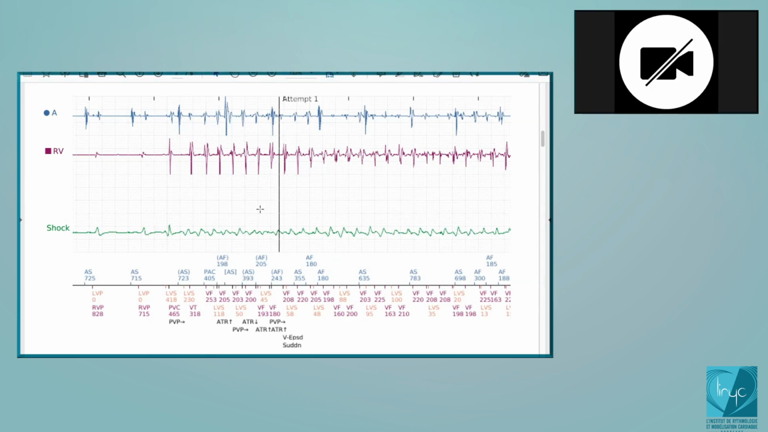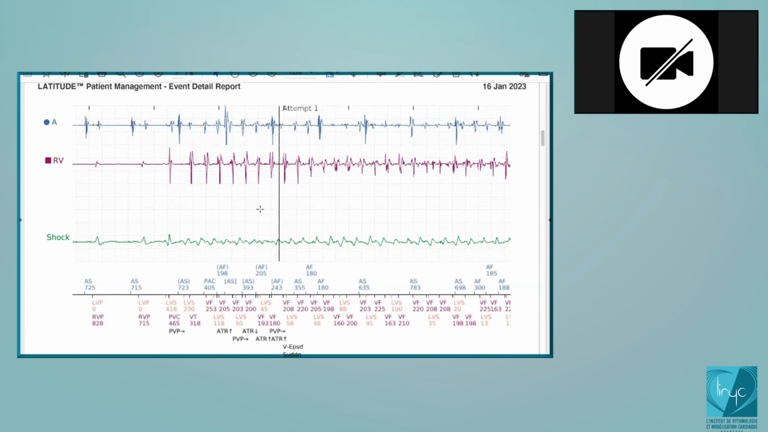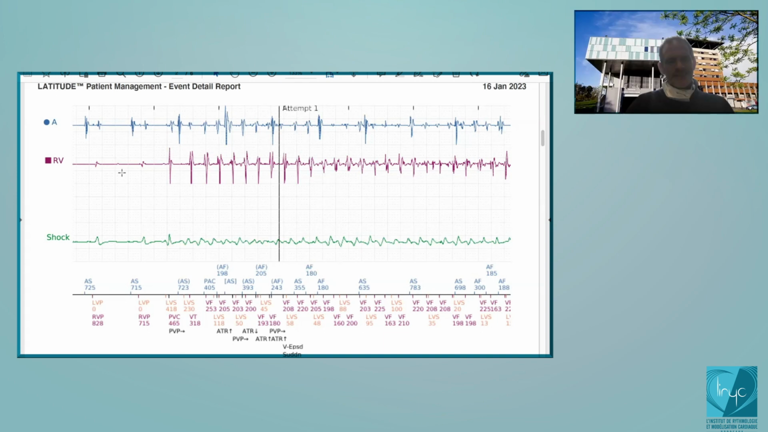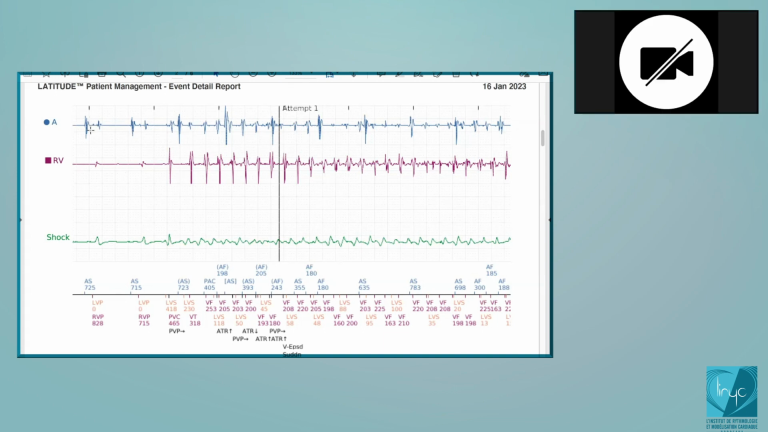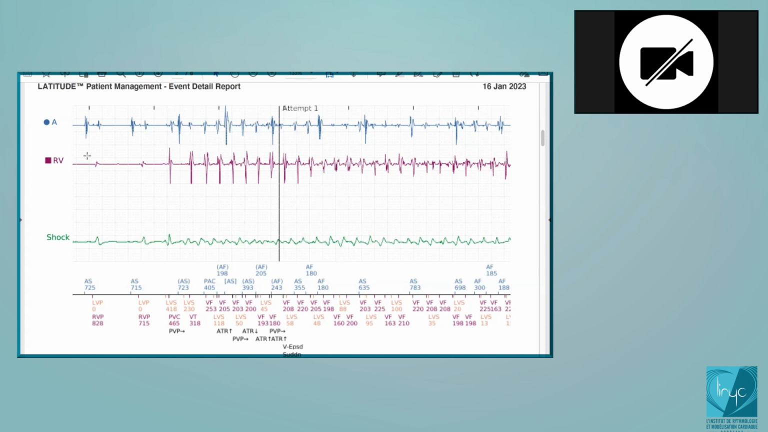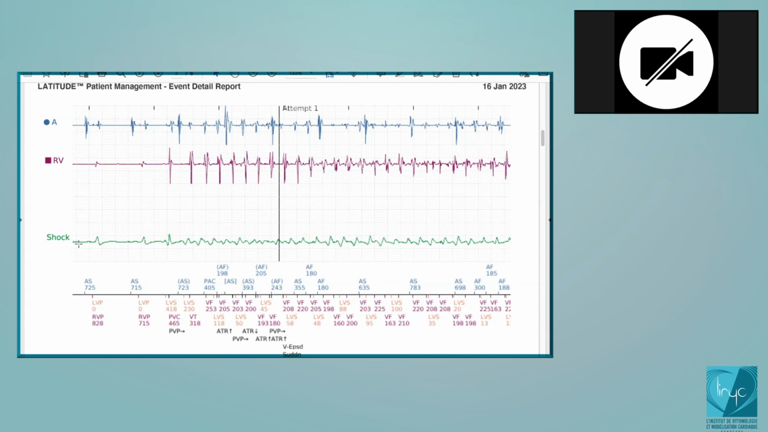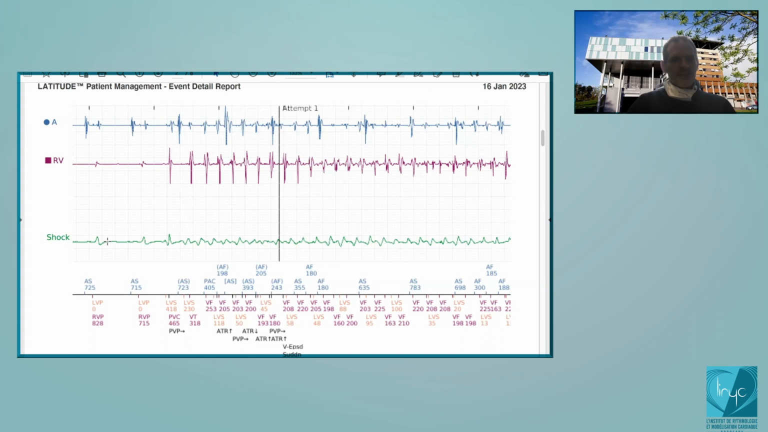So we have an EGM with the beginning of a tachycardia. Yes. What are the channels here? So we have the atrial channel. Yes, bipolar atrial channel. Bipolar, and the right ventricular channel. Yes, bipolar also. And the far field. Yes, the shock channel. Yes, this is the far field.